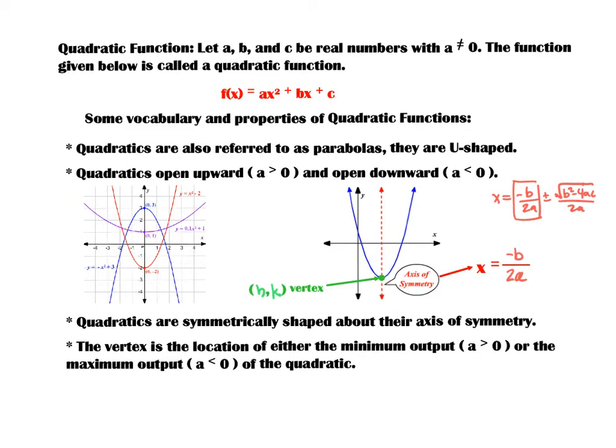Okay, a couple more items before we get into some other stuff here. Quadratics are symmetrically shaped about their axis of symmetry. Already spoke about that. And the vertex is the location of the minimum output if a is greater than 0, or the maximum if a is less than 0. So here's the vertex of the blue function, vertex of the red, vertex of the purple, and then of course vertex of the function we've already looked at. Okay, let's get into some of the inner workings of the quadratic function.